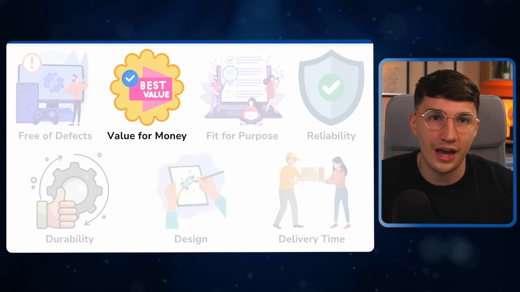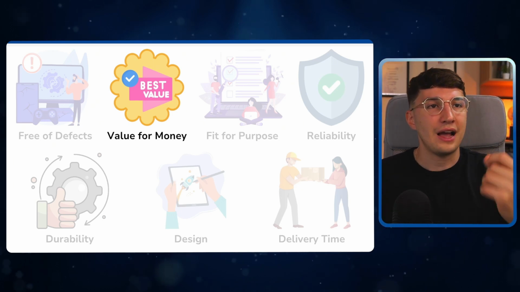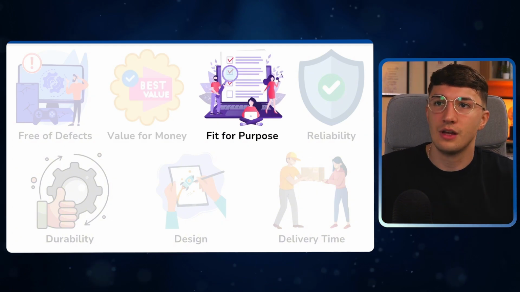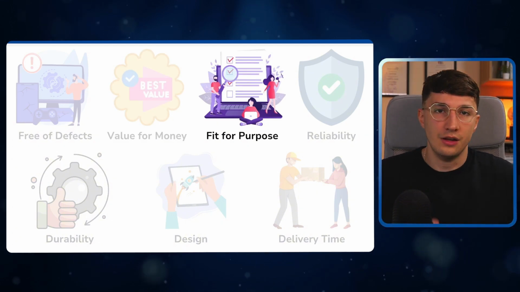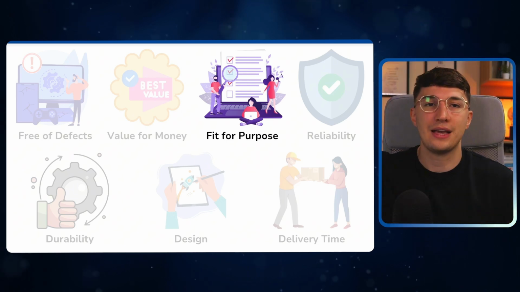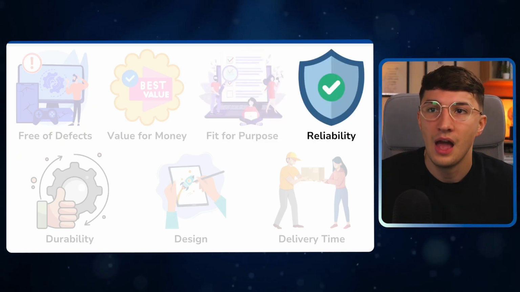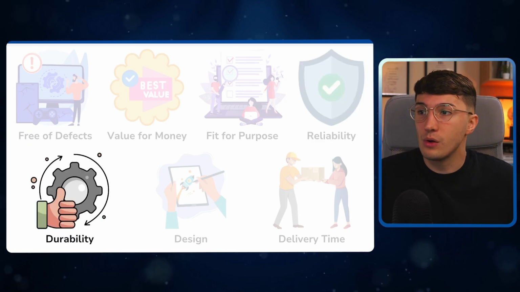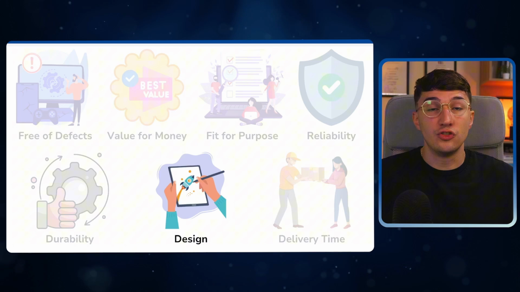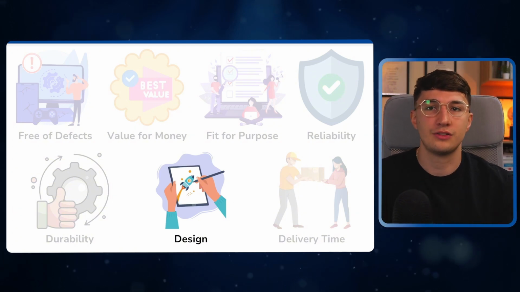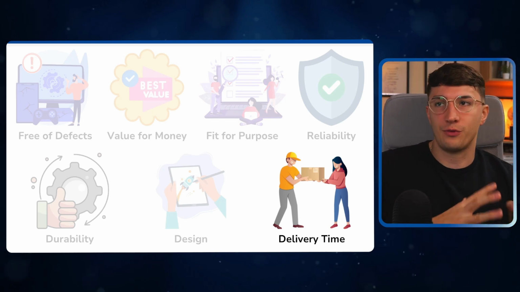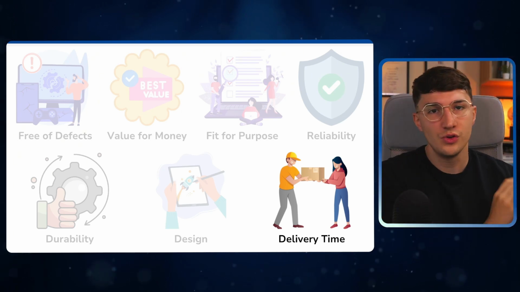Next, of course, we look at value for money. So the price that you're paying meets the quality of the service. Being fit for purpose, once again, I'm telling you the product or service will make you feel a certain way and then making sure that we deliver on that. Making sure it's reliable as well. Durability, where it lasts for a very long time. The design of it, the aesthetics, how it looks, and also the delivery time. So how quick does it get from when you've ordered the product to your front door?